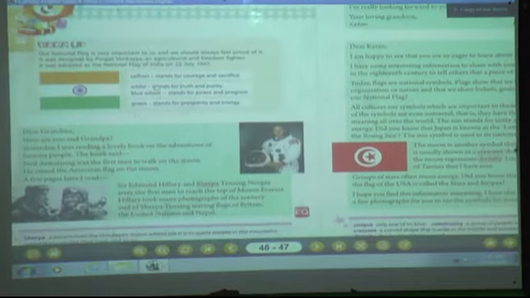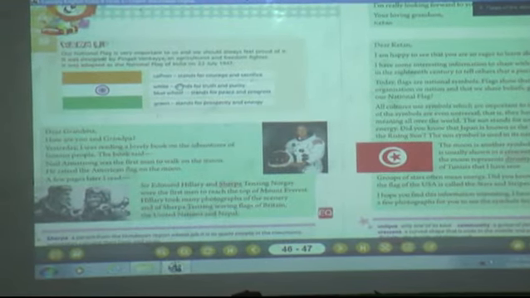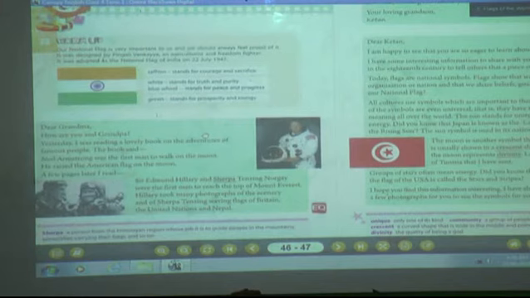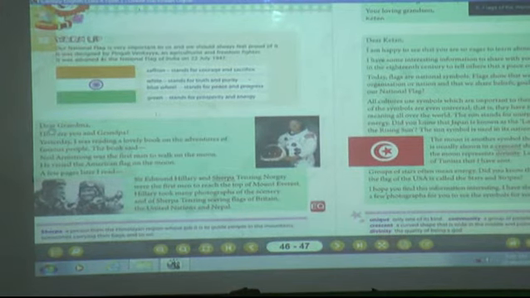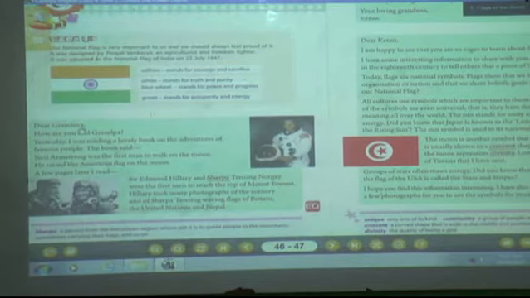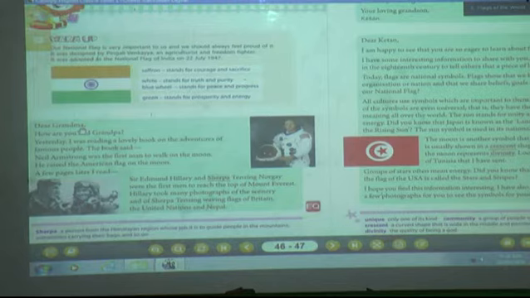Okay, now we are going to learn more about different countries' flags. Now if you see here, who is the speaker writing a letter to? Yes, I have told you he is writing a letter to grandma, and we'll see in his first letter what he is saying to his grandma.